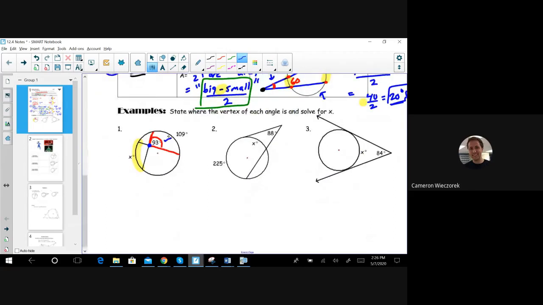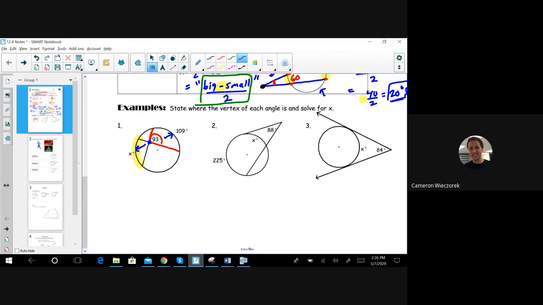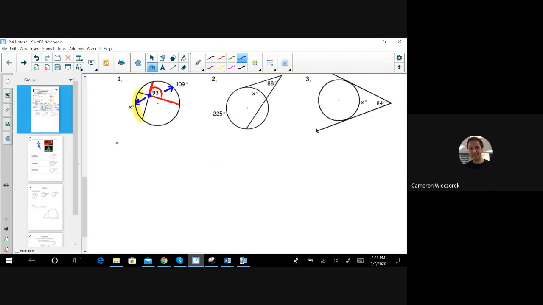One of the intercepted arcs is 109, and the other one is the X that I'm looking for. So if I add those up and divide by 2, it should come out to 93. So I'm going to set this up equation style. One arc that's intercepted is X. The other one that's intercepted is 109.